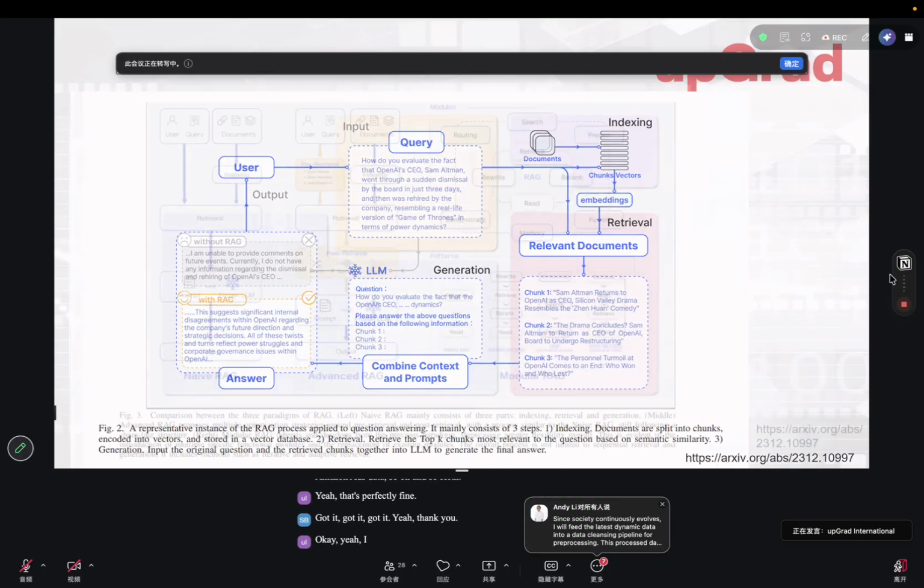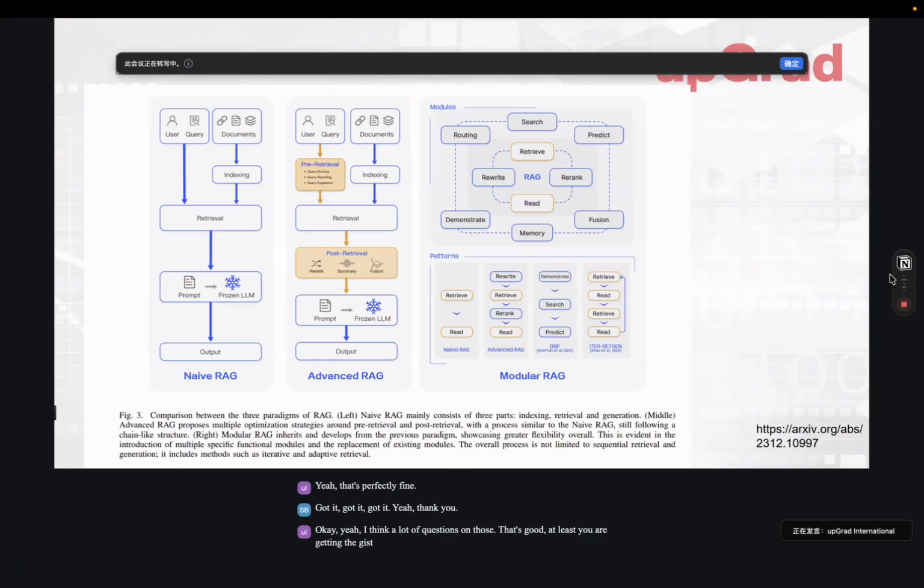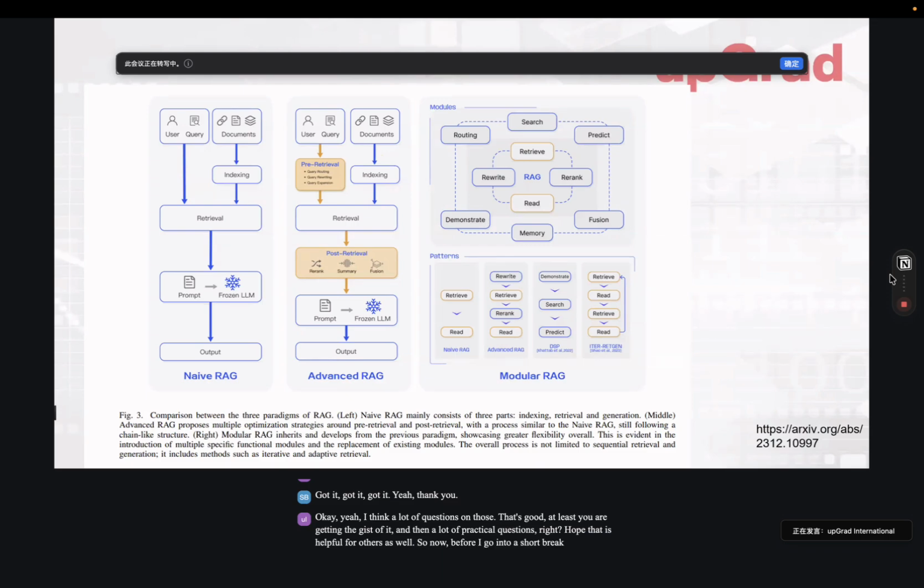Yeah, I think there were a lot of questions on those. That's good. At least you are getting the gist of it, and a lot of practical questions, right? Hope that is helpful for others as well. Now, before I go into a short break, how are we doing on the time? Yeah. So then let's see this for your digesting a little more. Good that we took a break there so that you understand completely.